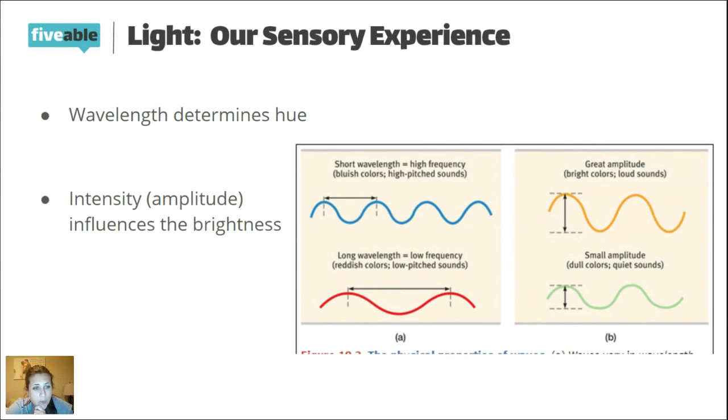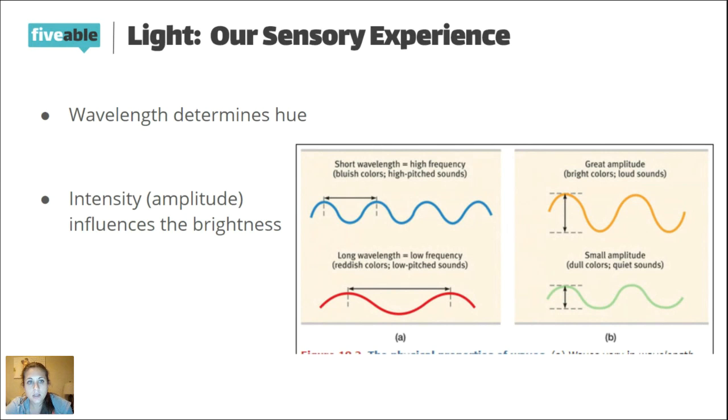This is a pretty frequent question that's asked on the test, something about amplitude or something about wavelength. So just make sure you memorize that for the visible light spectrum, wavelength tells me where that color is going to fall on the visible light spectrum. And then the amplitude is how deep or bright the color is going to be.